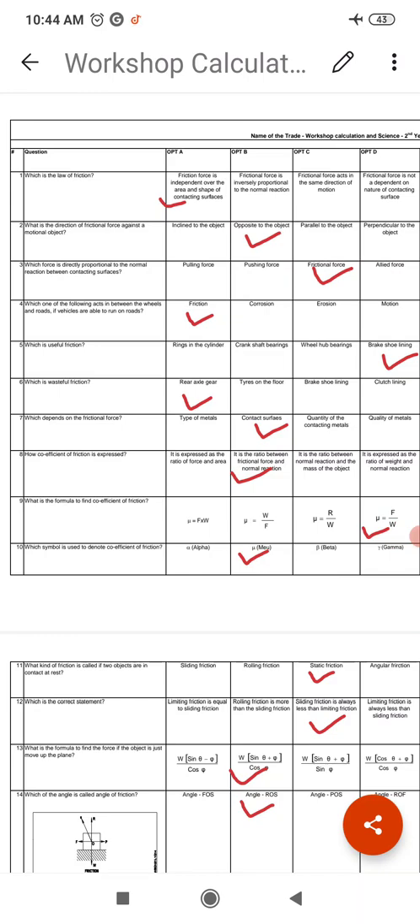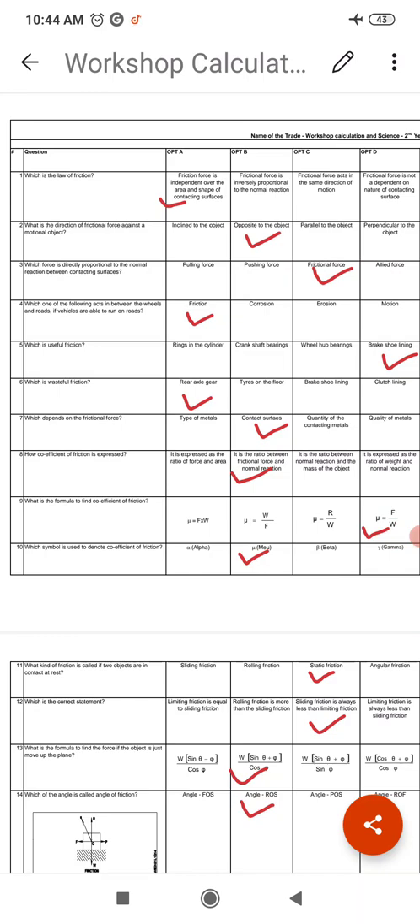Next, how is the coefficient of friction expressed? It is the ratio between frictional force and normal reaction. Its answer is option B. Next, what is the formula to find the coefficient of friction? Its answer is mu is equal to F upon W.